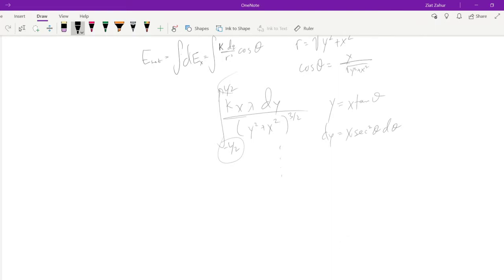So you get sine of theta, and sine of theta is opposite over hypotenuse. So we get y over the square root of y squared plus x squared from negative L over 2 to L over 2. And on the outside you'll get k lambda over x.